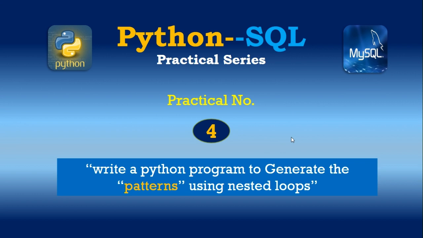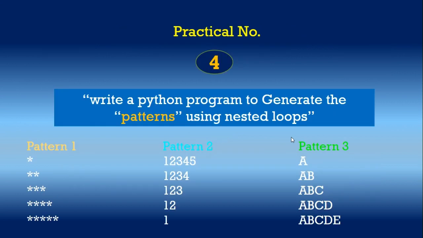So let's start with practical number 4. Here we will write a Python program to generate the patterns using nested loops. So these are the patterns which we will make in the Google Colab. Okay, so let's start.